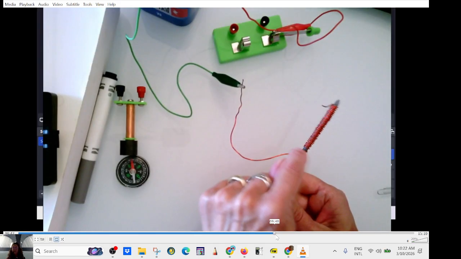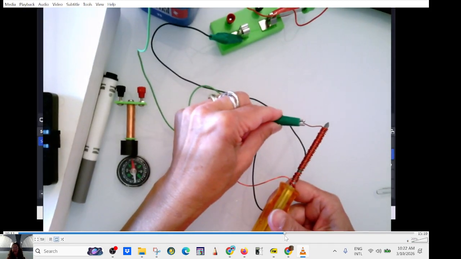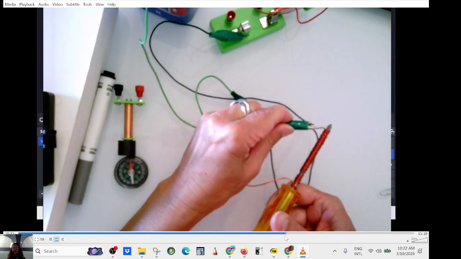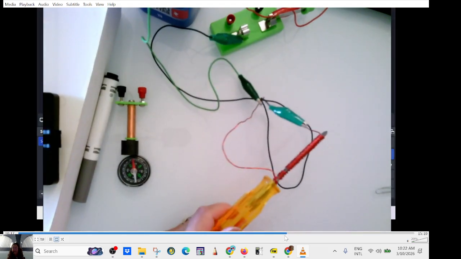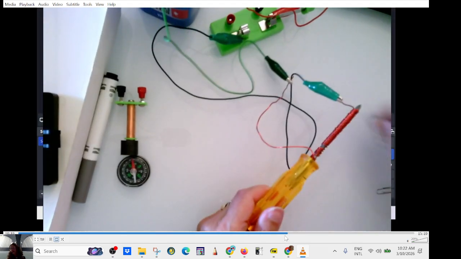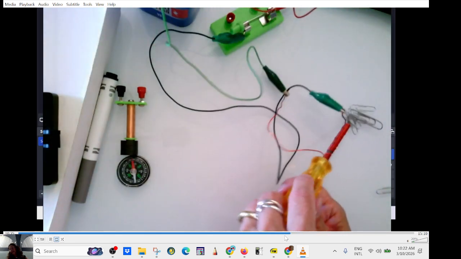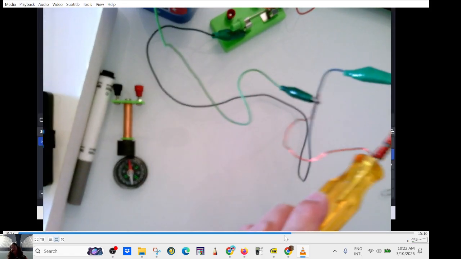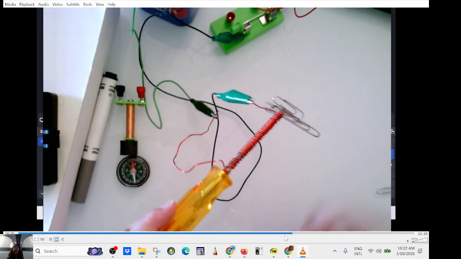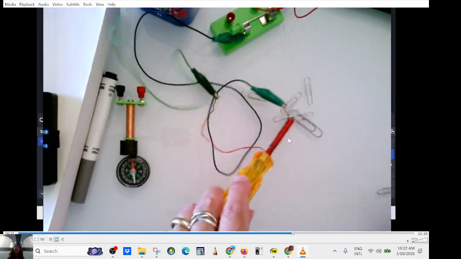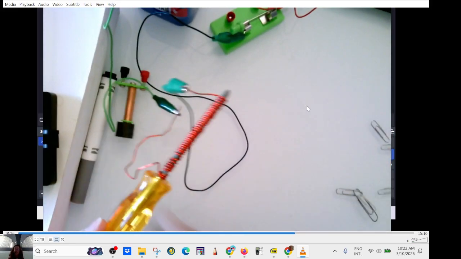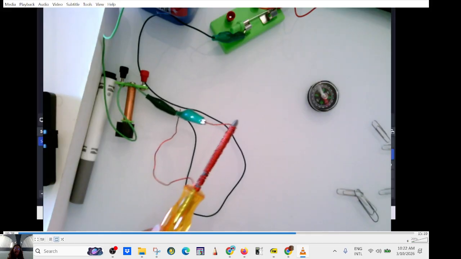I talk too much. Okay, so here is my bar magnet.